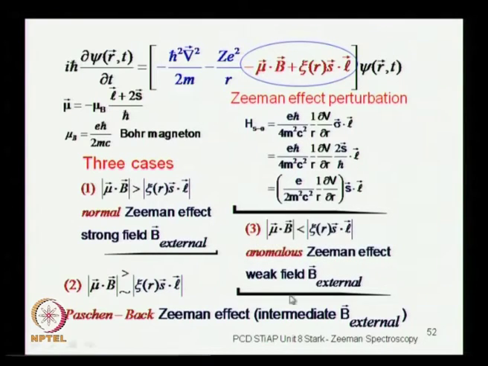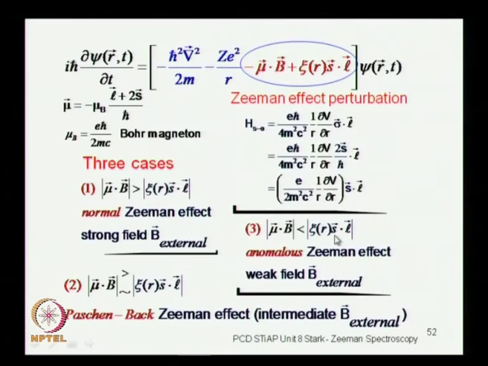and the third case is the weak field case, in which the mu dot b term, because b is weak, is much weaker than the spin orbit interaction term. So, this is what is called a weak field case, in which the spin orbit interaction becomes the dominant perturbation, and this is called the anomalous Zeeman effect because it was discovered during the days when the electron spin was not known. So, it was seen as an anomaly.